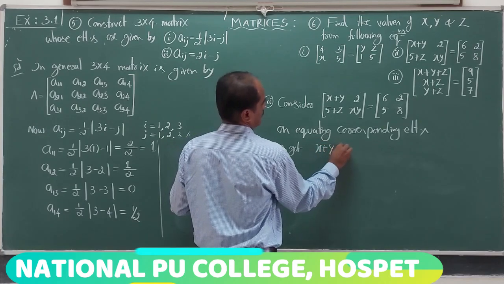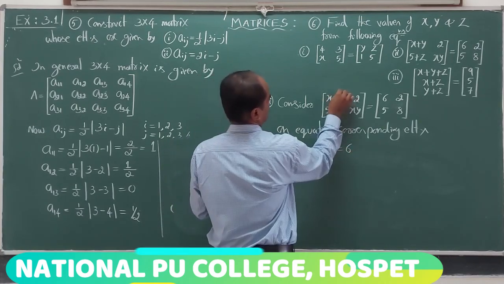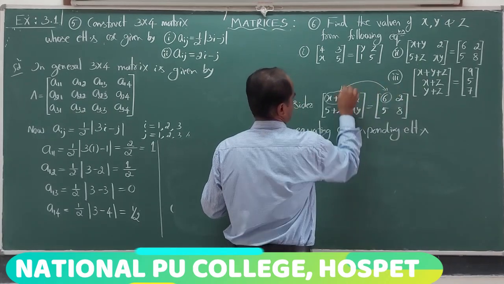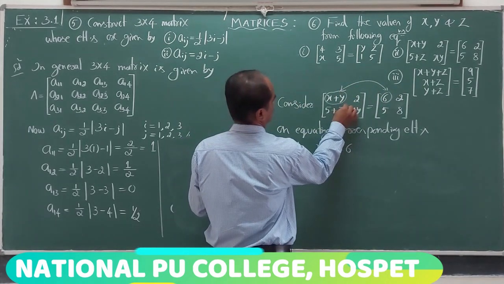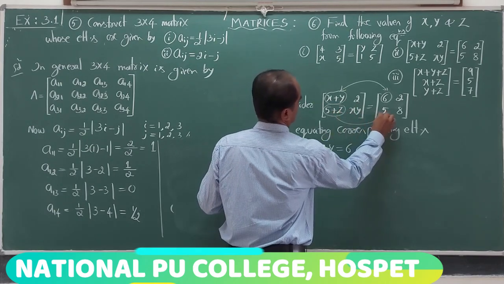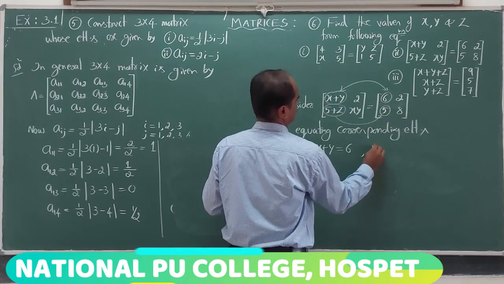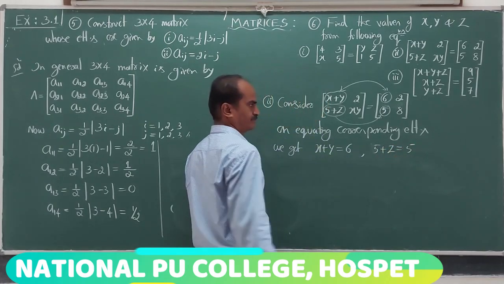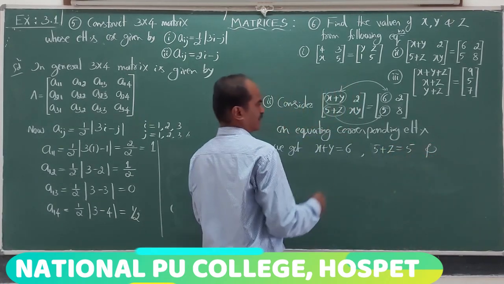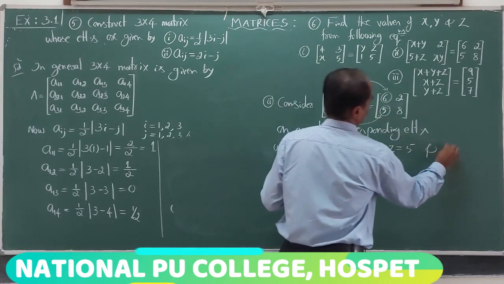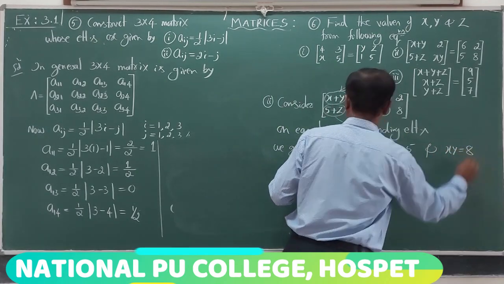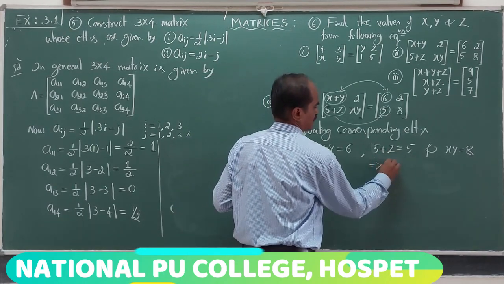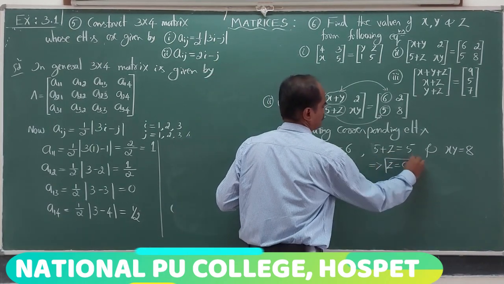x plus y equal to 6, because for this element the corresponding element is 6. Similarly, for the element 5 plus z the corresponding element is 5, so 5 plus z is 5, and another one is xy equal to 8. Clearly, 5 plus z equal to 5 implies what? The value of z is 0.